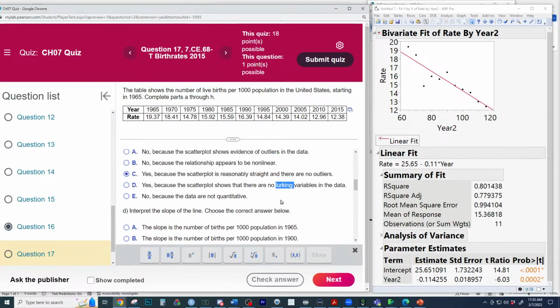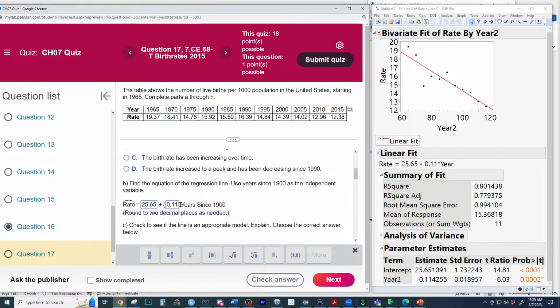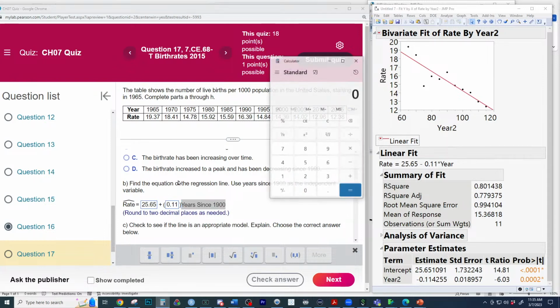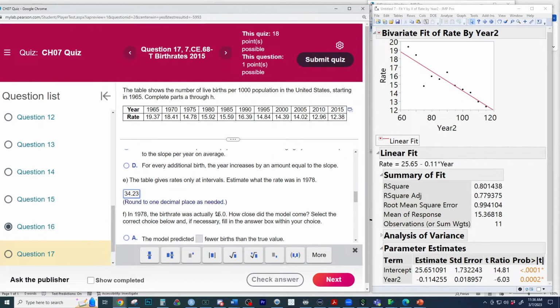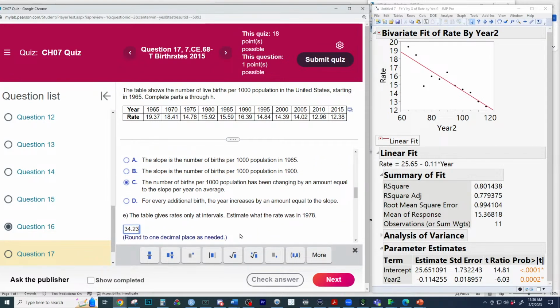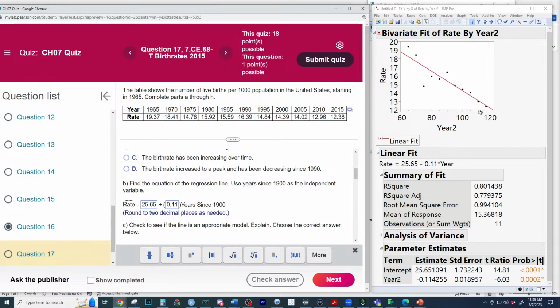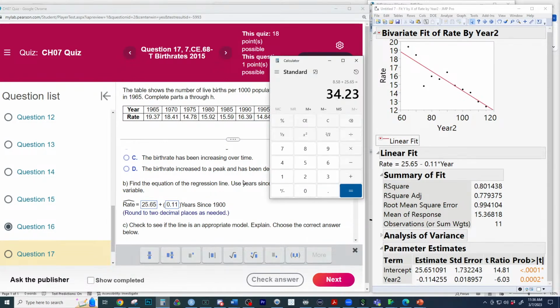So to solve for this, we have to plug in 78 right here. So we go right here, and we're plugging in 78 because it's years since 1900. 78 times this plus 2565. There we go. That can't be right. Oh, no. Because I'm looking at this, what I did was, if you notice, I didn't subtract. So because I didn't subtract, I got a very wrong answer.